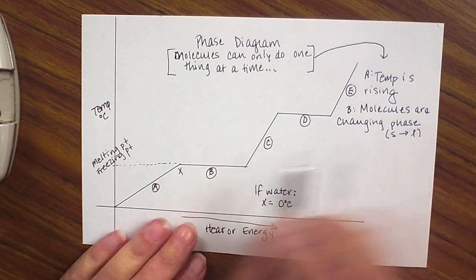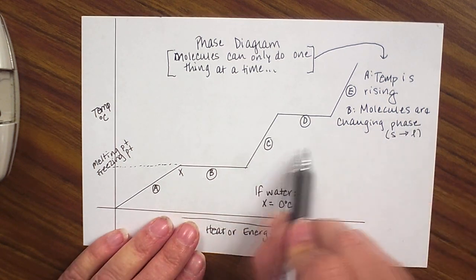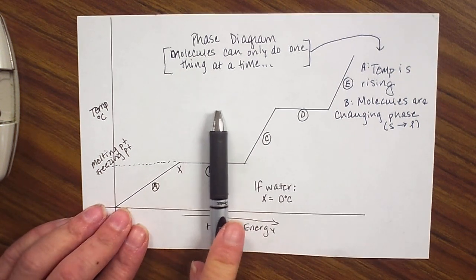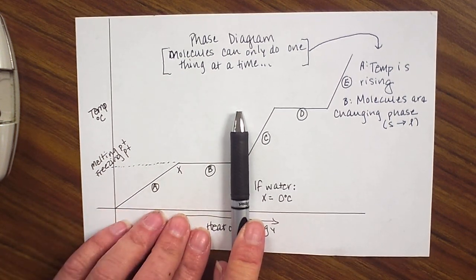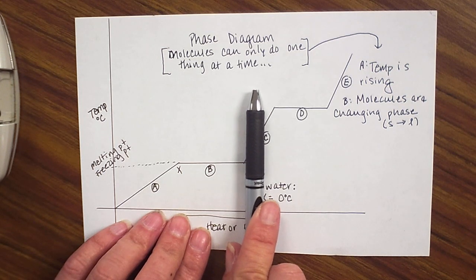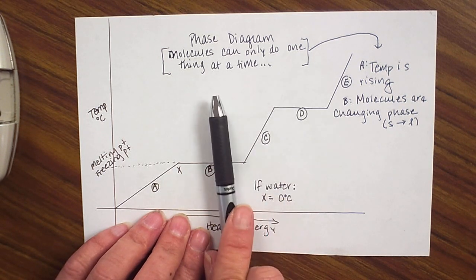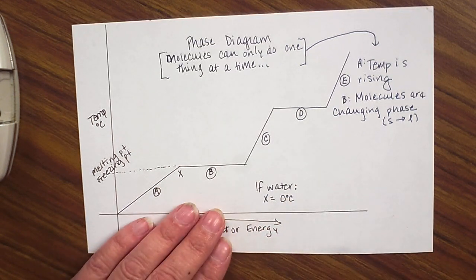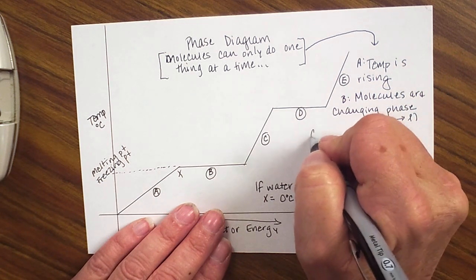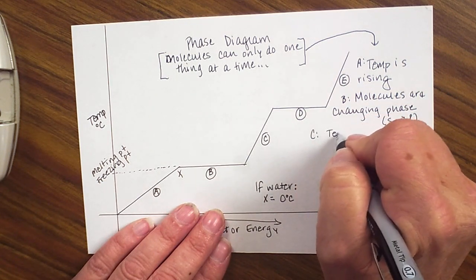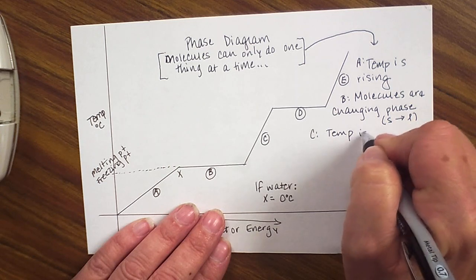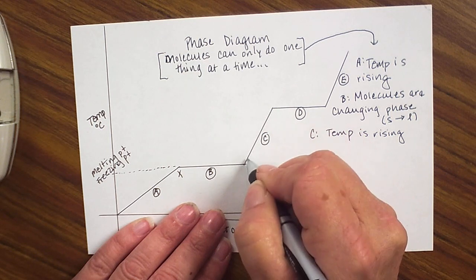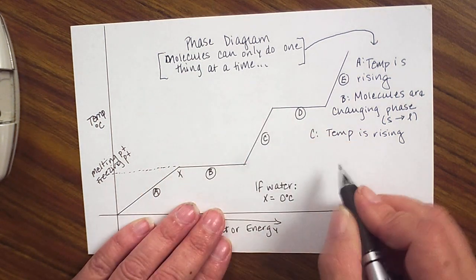Okay? Now, we've gotten to where the molecules are changing phase from solid to liquid. And now we're going to keep going. We're still putting heat in. And what's happening to our temperature now? Right. So as we're putting heat in, now our temperature is rising. So at letter C, temperature is rising. And you can see this by the chart, right? As we put the heat in, the temperature is rising.